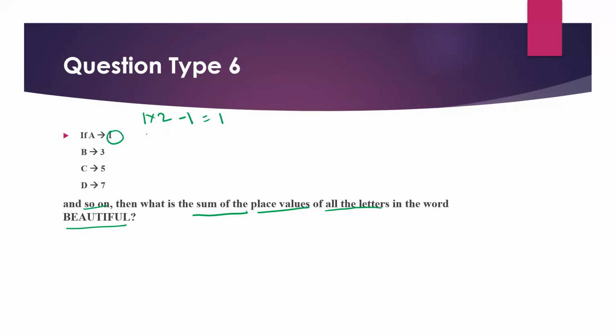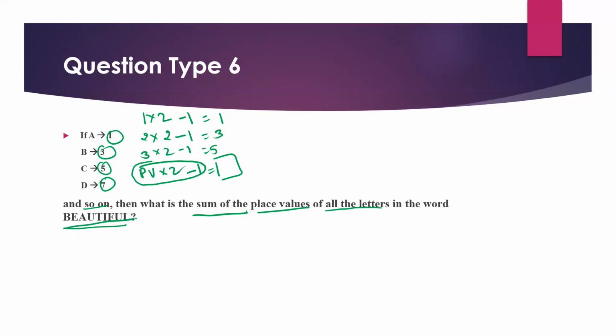For B, the place value of B is 2. If we multiply it by 2, 2 2s are 4, less 1, what are we getting? 3. In the same way for C also, the place value is 3 into 2 less 1. We are getting 5. 3 into 2, 6 less 1, 5. In the same way, we get it for D also. So what we are getting here is the place value into 2 less 1. We are getting the number required to change. Correct? So we will use this formula to change the word beautiful.